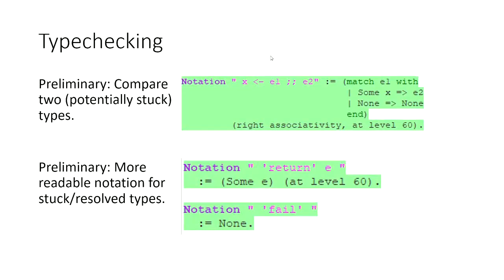Our second set of preliminaries matches two potentially stuck types. So if either of the types is stuck, we declare that this is a failure. If neither of them is stuck, then we can continue onwards. And then the second preliminary just essentially makes it easier for us to read this. So if a type is not stuck, then we just return it. If a type is stuck, then we just call it a failure within our type checker.